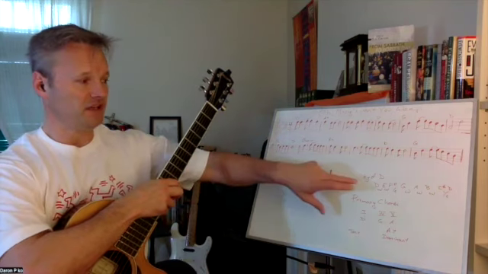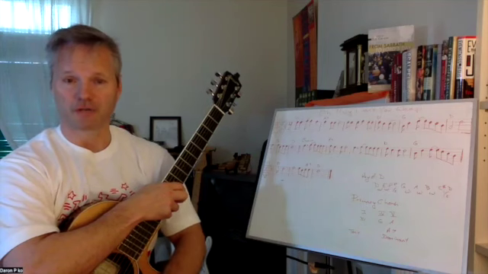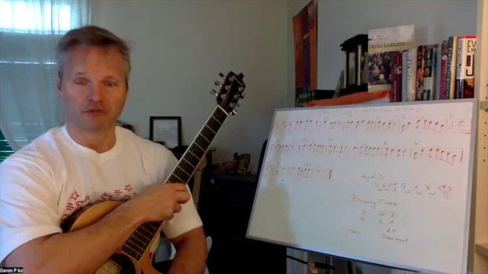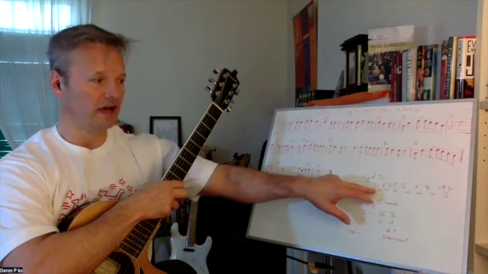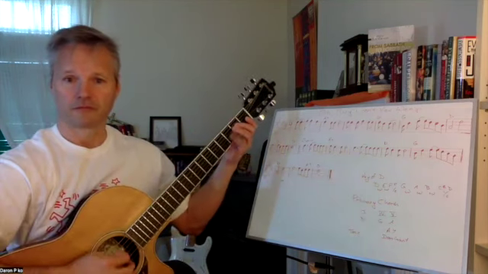We're in the key of D. The key of D has two sharps, F sharps and C sharps, as you know from about 100 lessons ago when we worked out our major scales. Whole, whole, half, whole, whole, whole, half.